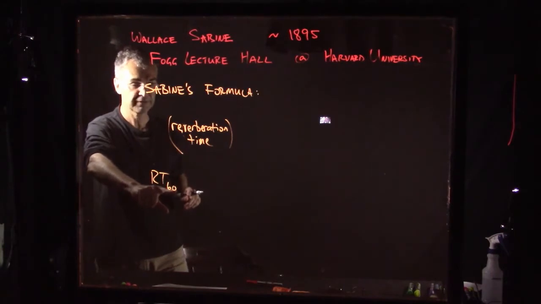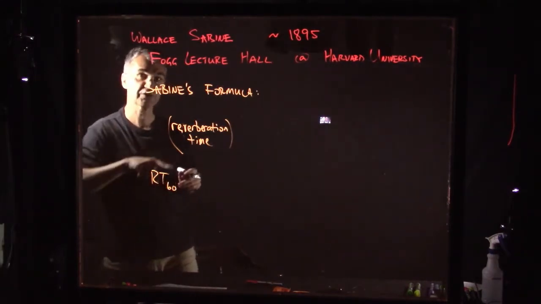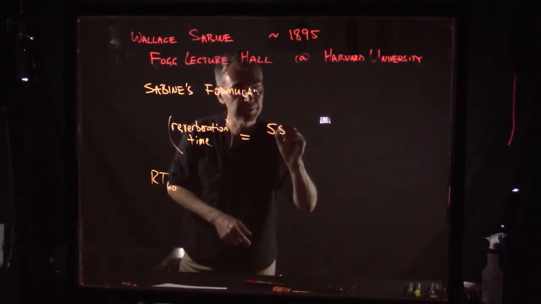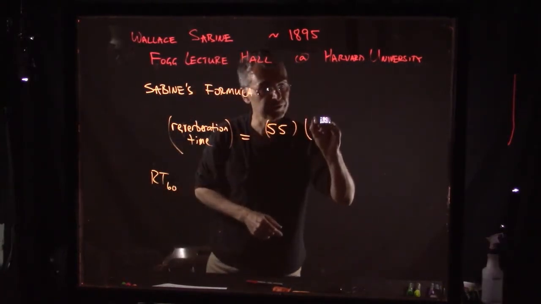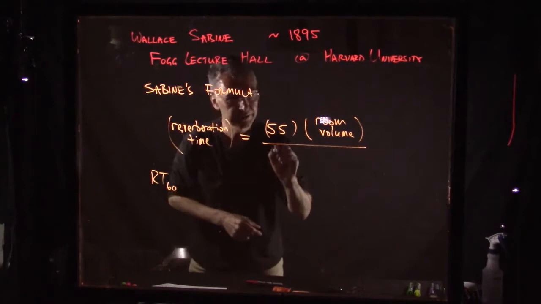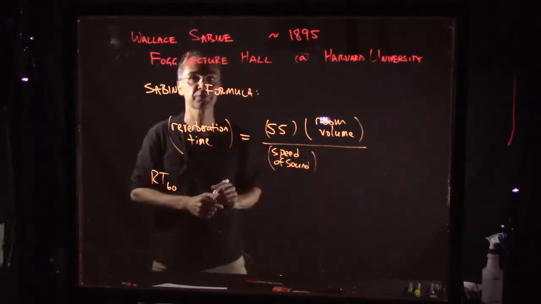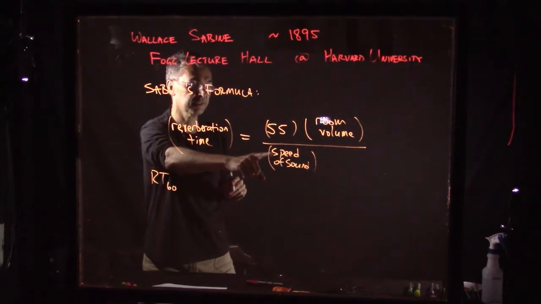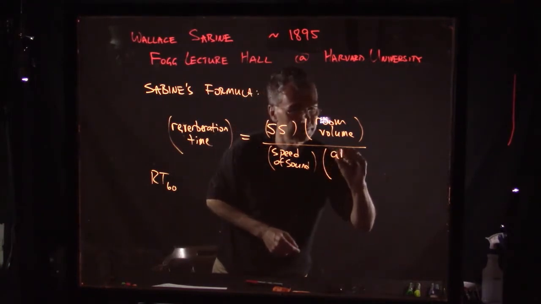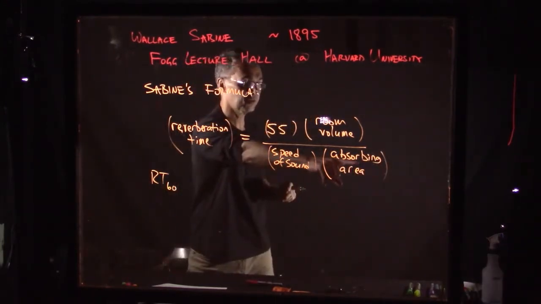So in other words, the sound level, you might have heard, if you look at the volume level on audio equipment, sometimes it's measured in decibels. So 60 decibels down from its peak levels. The reverberation time is some numerical constant, which works out to be about 55, times the room volume, which you could measure in cubic meters or in cubic feet. And then there's the speed of sound, which you can measure in meters per second or in feet per second. So the speed of sound is about 343 meters per second, which is about 1,100 feet per second. And then times the absorbing area. And the absorbing area is just measured in square meters or square feet.